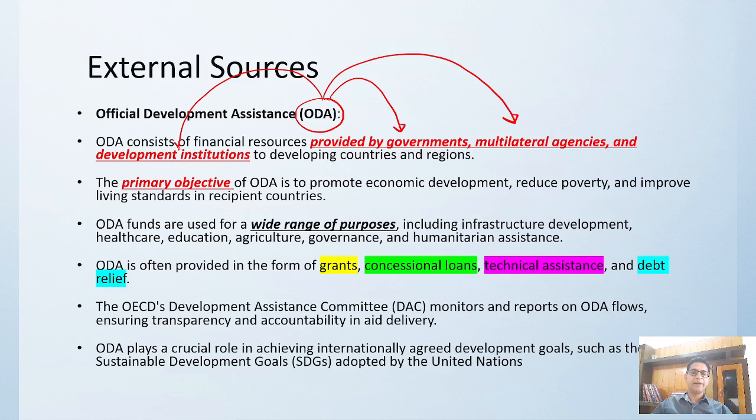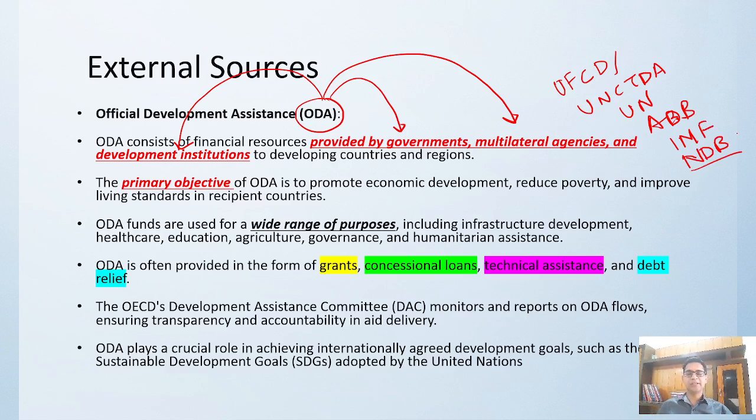Official development assistance, ODA, is provided by governments, multilateral agencies, and development institutions. What is the main objective? If you go by the OECD, UNCTAD, United Nations, ADB, IMF, National Development Bank, these are all called multilateral agencies. Some are part of governments. Their main purpose is economic development in the developing world, reducing poverty, and improving the living standard in the developing world.